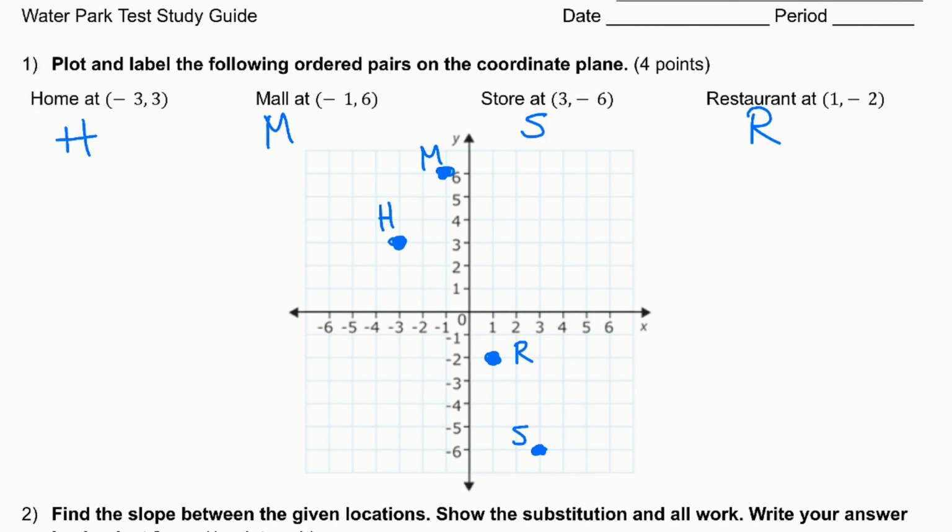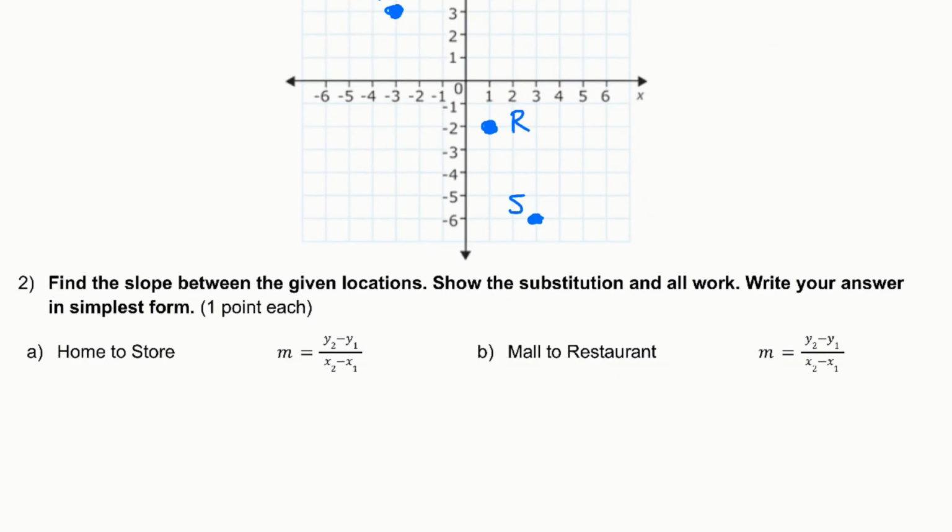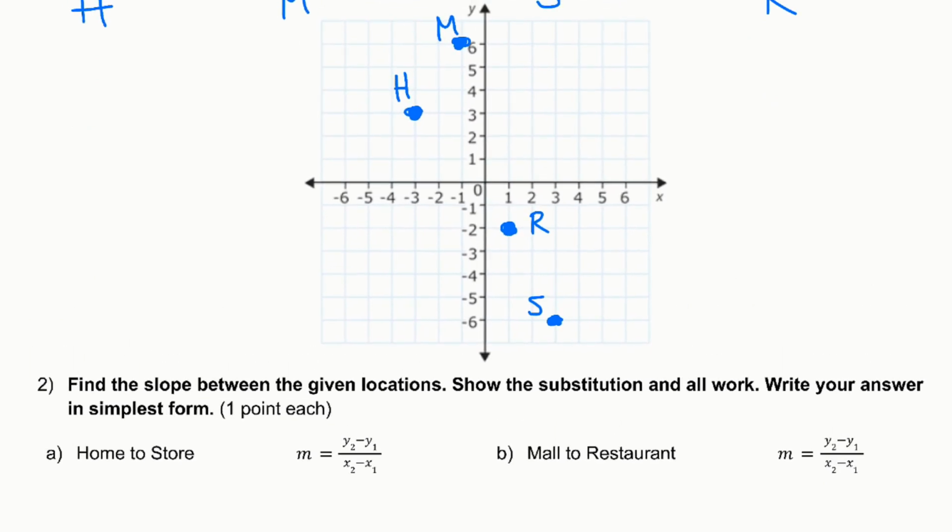The points that are on the study guide are slightly different than the test, but the test will tell you exactly where your points are coming from. So this is going to be task 1, and that's it. Number 2, it says find the slope between the given locations. So we are going to go from the home to the store.